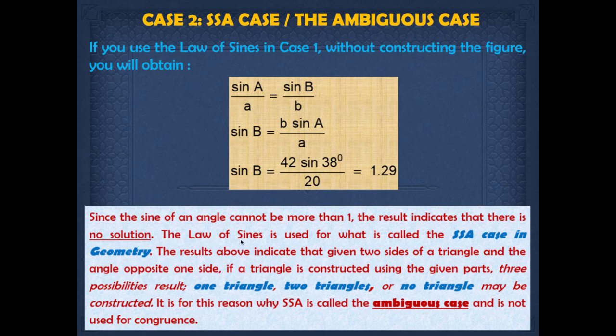Okay? So the law of sines is used for what is called the SSA case in geometry. Now, the results above indicate that given two sides of a triangle and the angle opposite one side, if a triangle is constructed using the given parts, three possibilities may result. It can be that one triangle is formed, or two triangles are formed, or no triangle may be formed or constructed at all. Now, it is for this reason why SSA is called the ambiguous case and is not used for congruence.